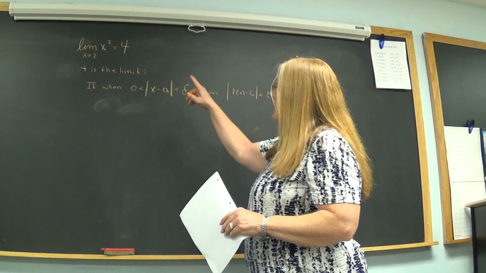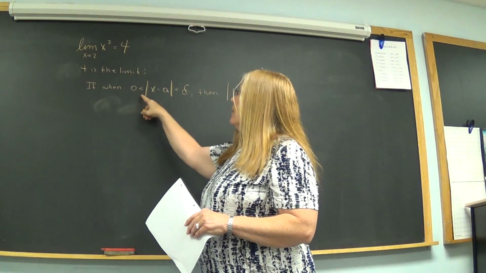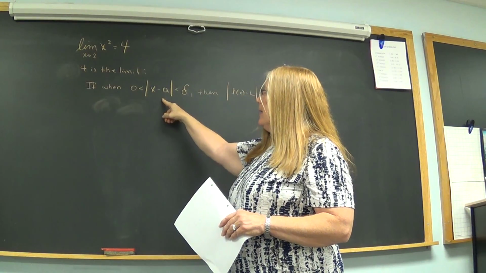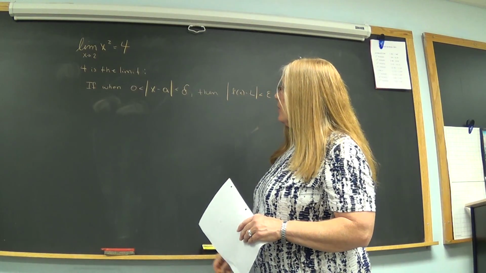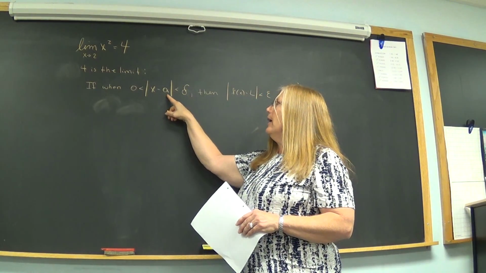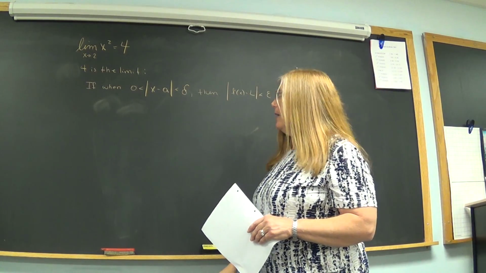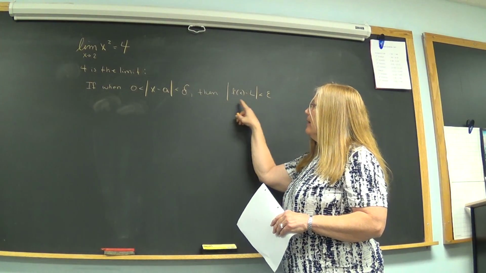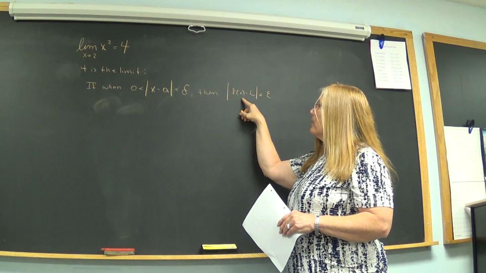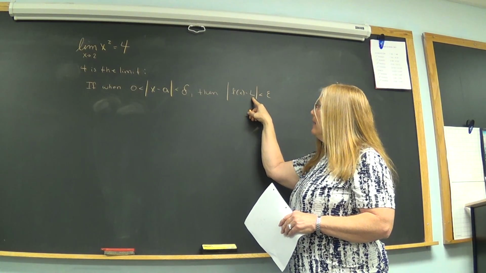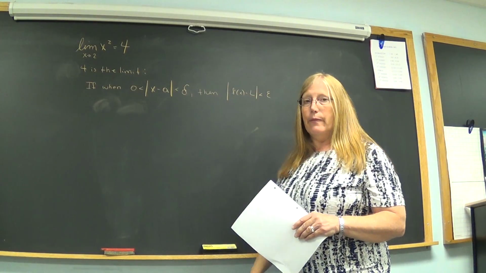So if the limit is 4, here's what we have to prove with the delta epsilon proof. If 0 is less than the absolute value of x minus a, which is less than delta, so in other words, as we get closer in our choices for x to a, we are within delta of a for our choices of x. When that's true, then this should also be true: the values of the function, in our case x squared, should be within epsilon of 4 if 4 is the limit.